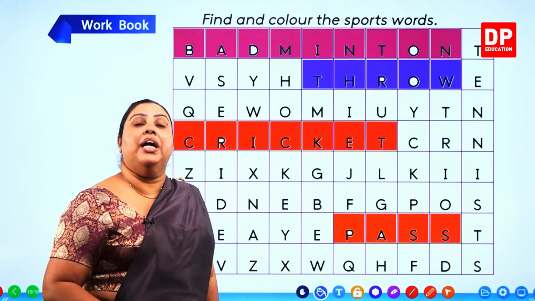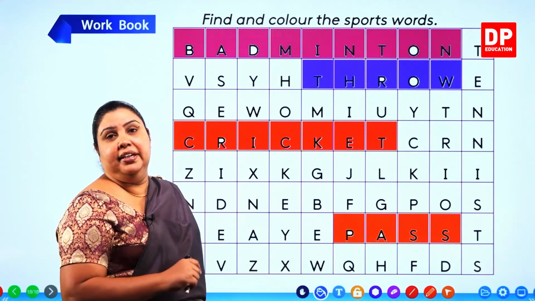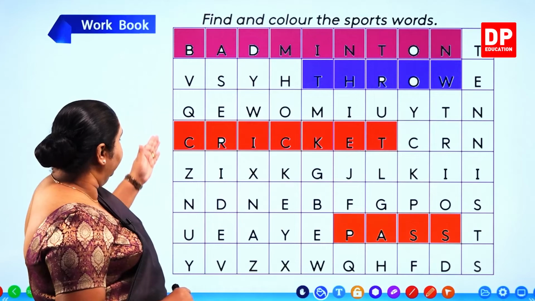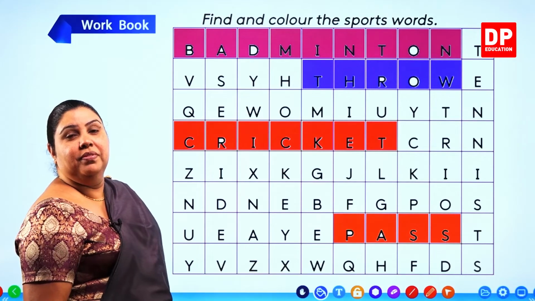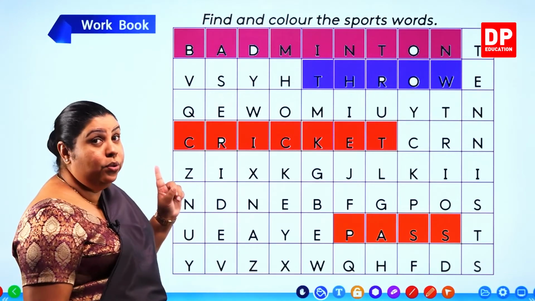Now let's take a look at the other rows which come down. Let's try to find the words in the rows below. Let's take a look at the first row. I don't see any words. Do you see any words there? Now you have to look very carefully.